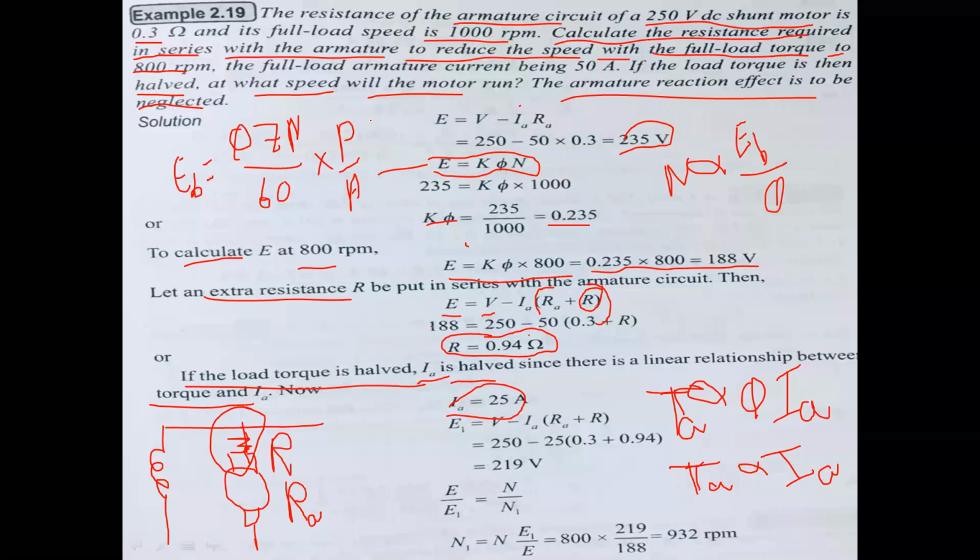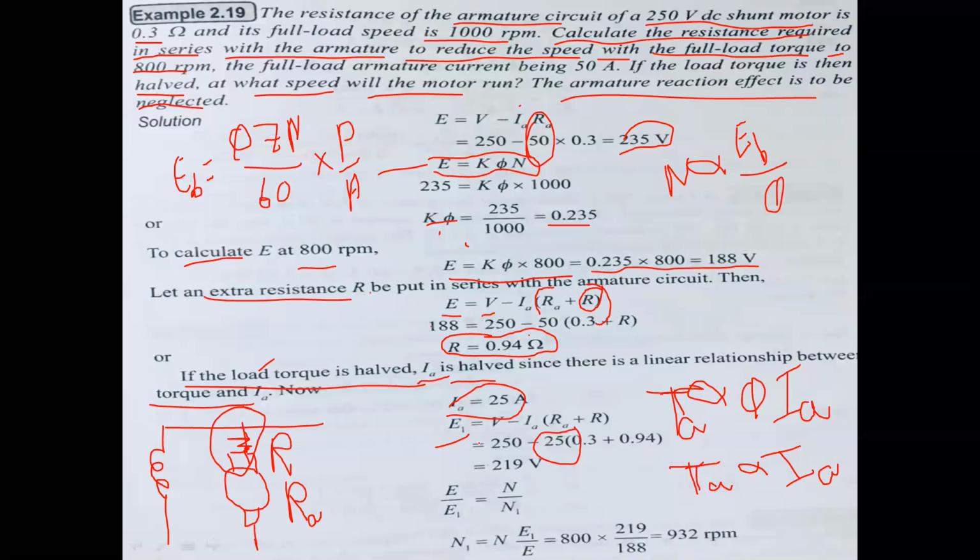See this. Initially the armature current equals 50 amperes. Here the armature current equals 25 amperes. Why? Because torque half means armature current also half, because torque is proportional to armature current in shunt machines. In this manner we calculate the E1 value.